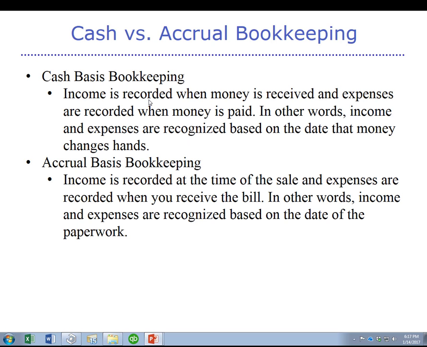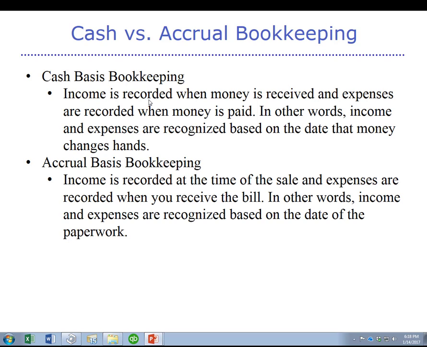Let me describe cash versus accrual bookkeeping really briefly here. Cash basis bookkeeping is when you record the income when it is received, and expenses are recorded when the money is paid. In other words, income and expenses are recognized based on the date money changes hands.